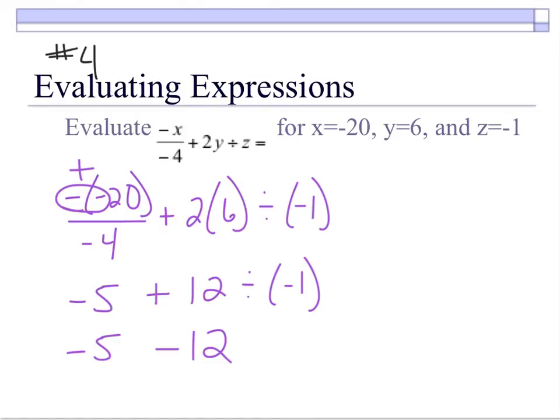So now my problem becomes -5 minus 12. Well, if I owe 5 and I owe 12, I'm going to owe 17.